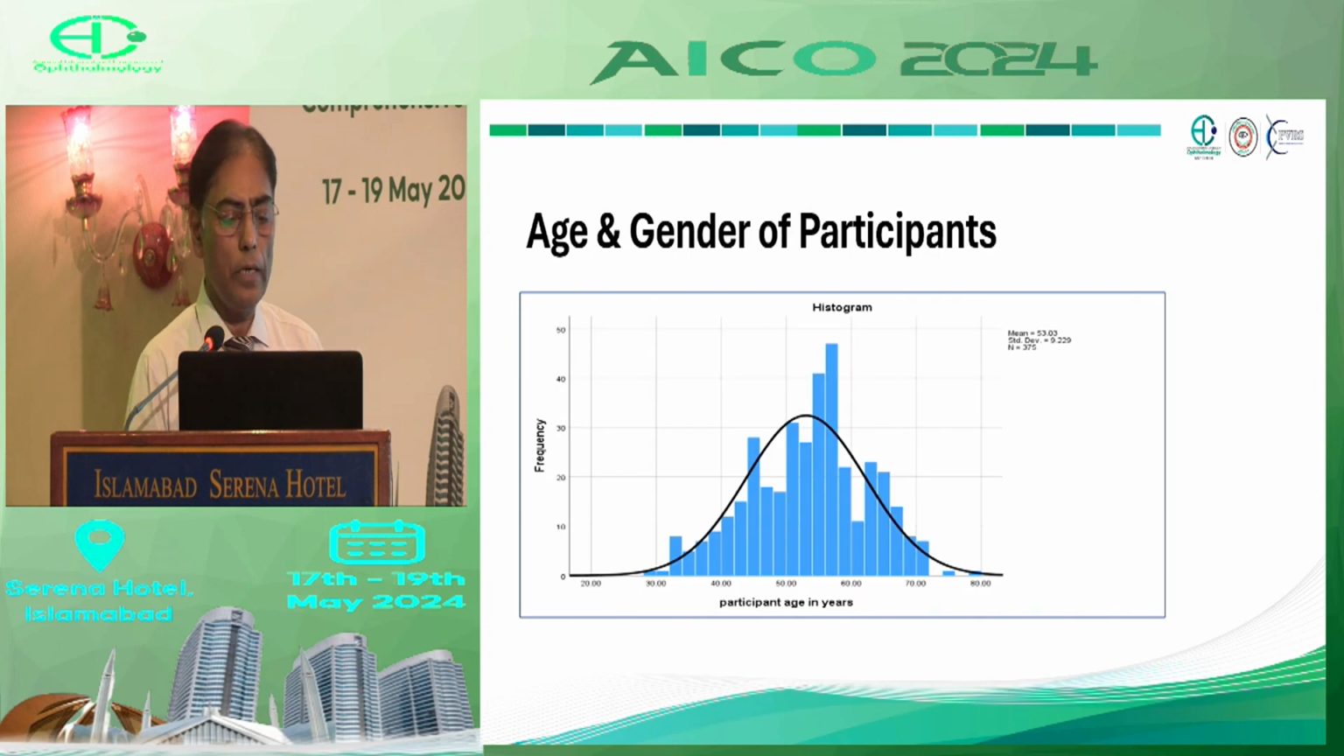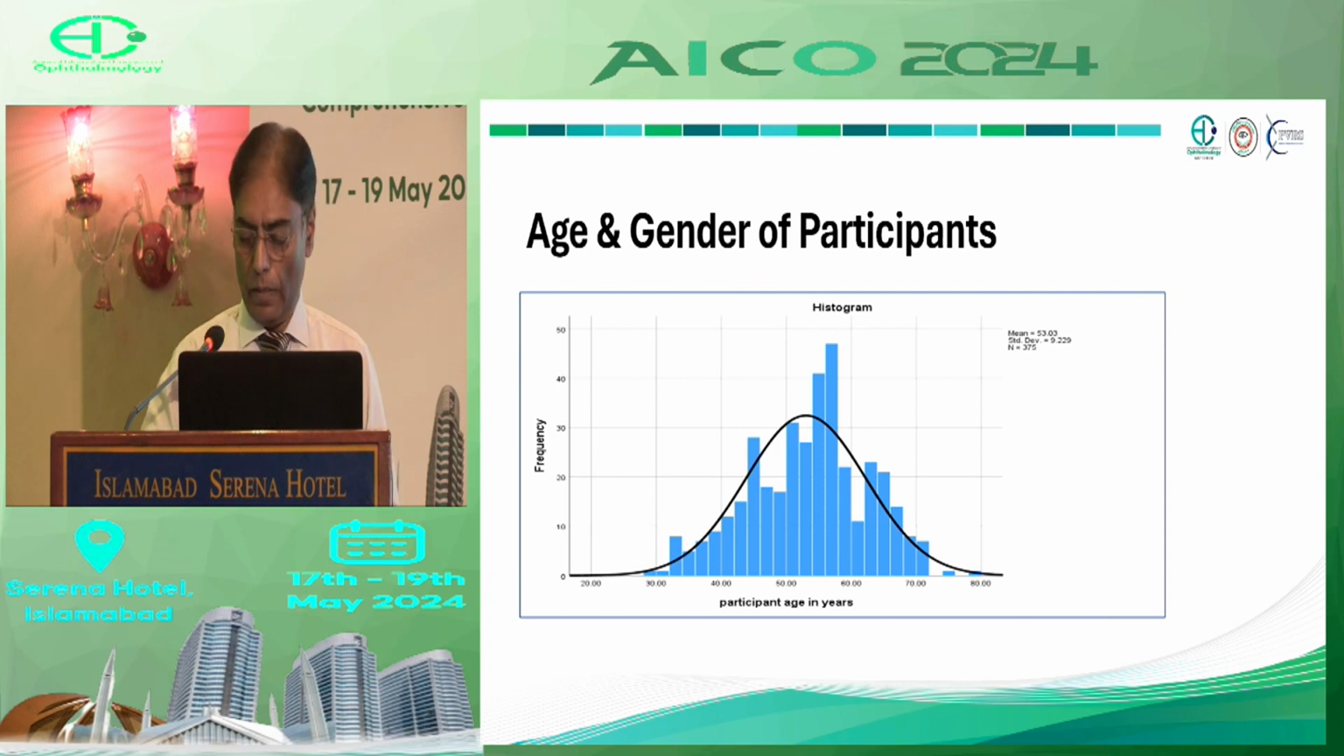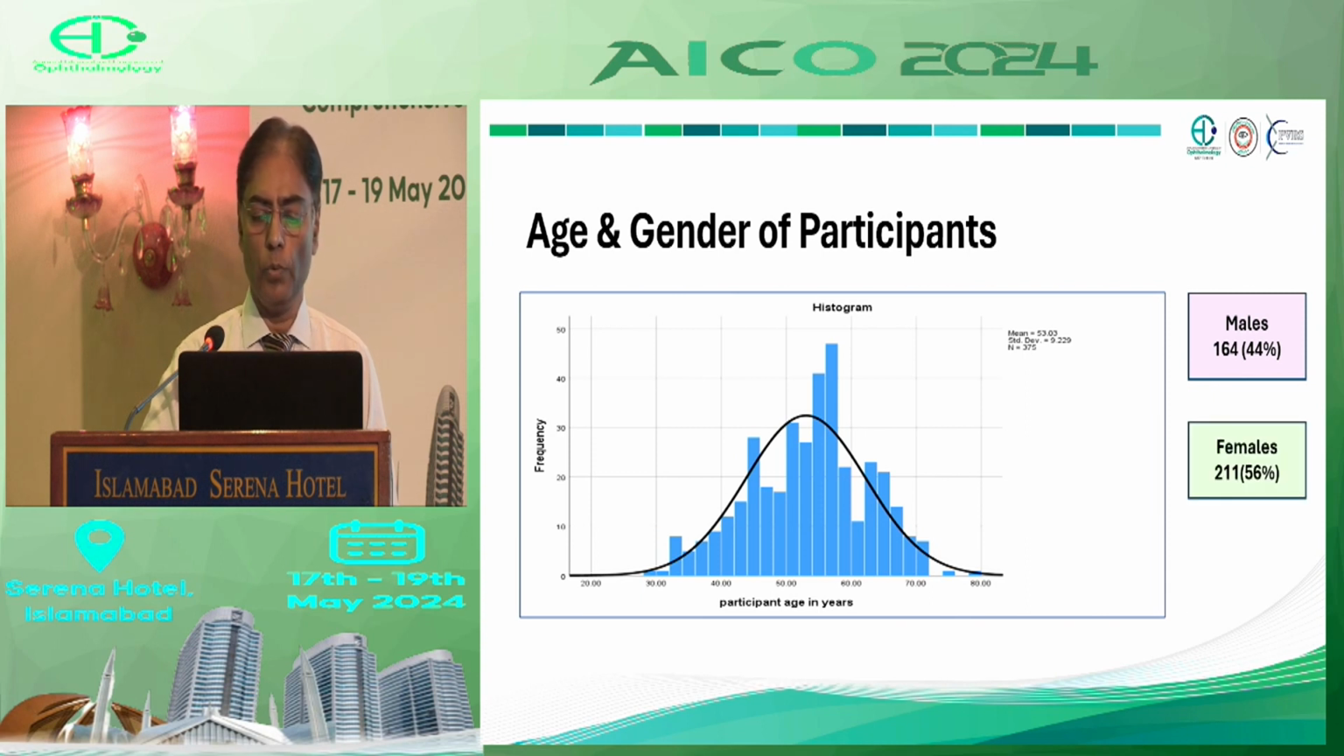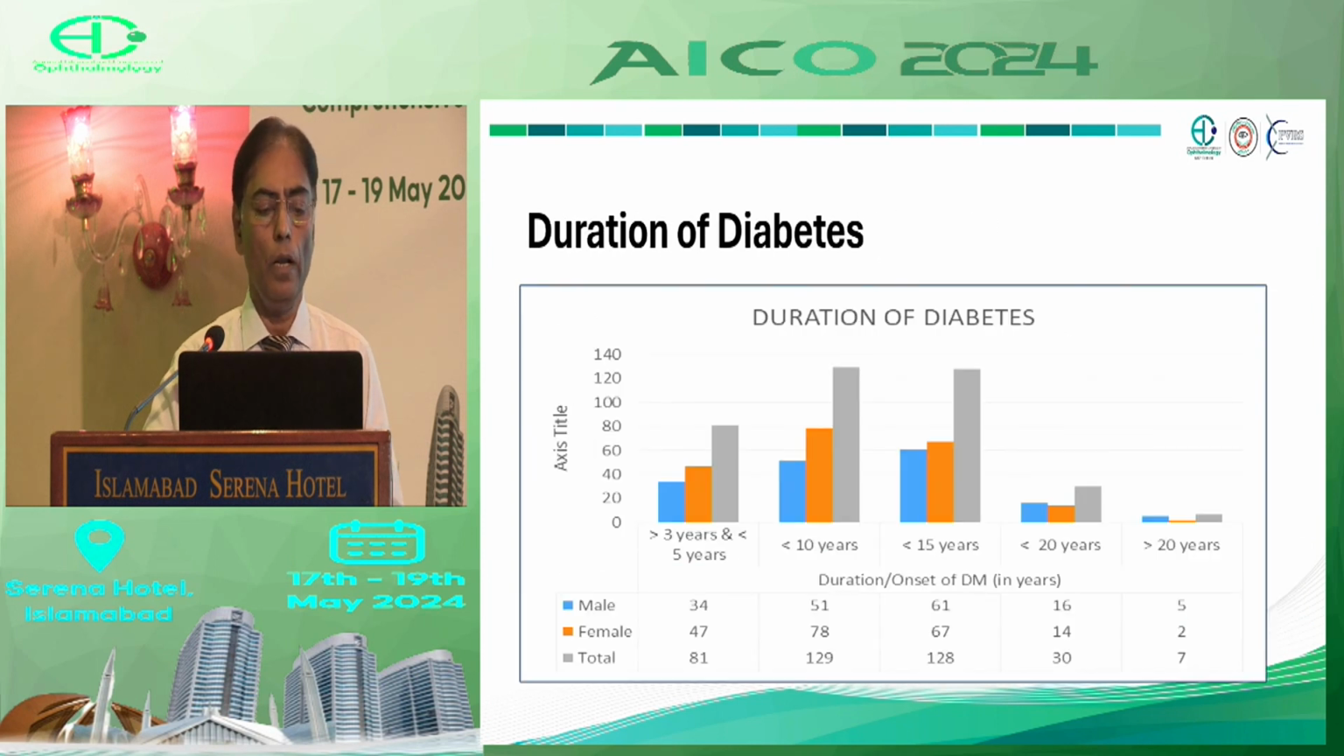Age and gender: here are the 164, 44% were males, and 211, 56% were females, and total participants were 375. And duration, if we look here, this is duration 3 years to 5 years, 10 years, 15 years, 20 years, and above 20 years.